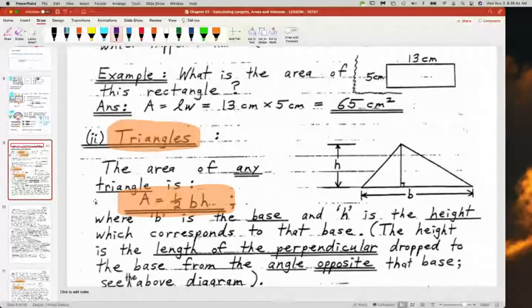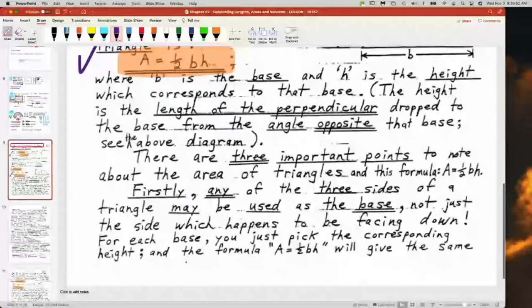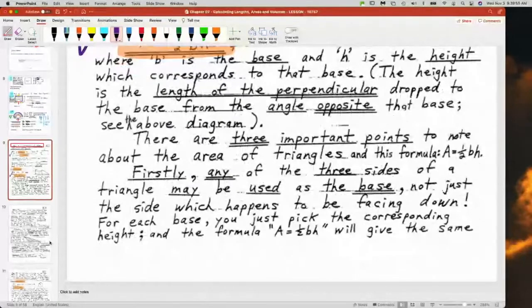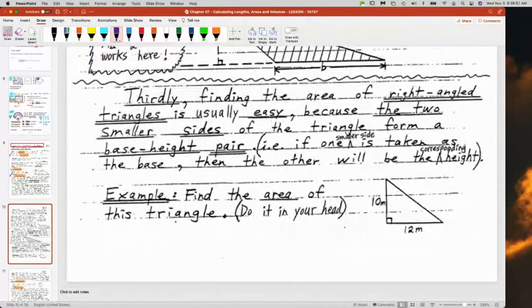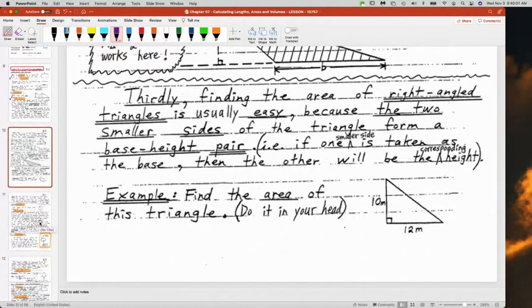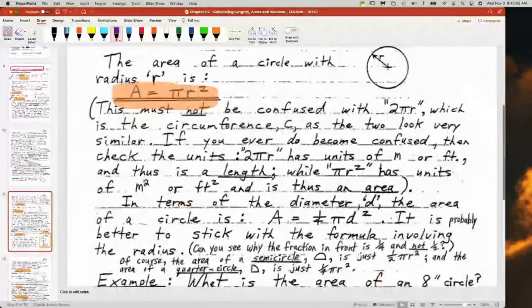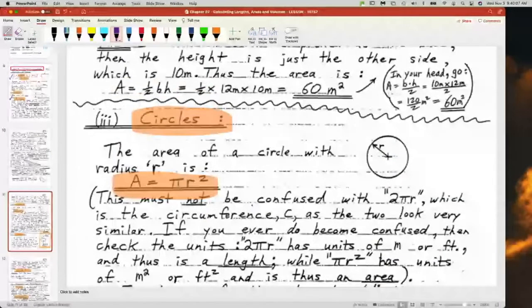Triangles. The area of a triangle is base times height divided by 2. So you should know the area of a triangle. The author then gets into a discussion about some finer details about triangle areas. But in any case, I'm going to keep on going here. The third type of shape that we're going to deal with is circles. Area of a circle is pi r squared.